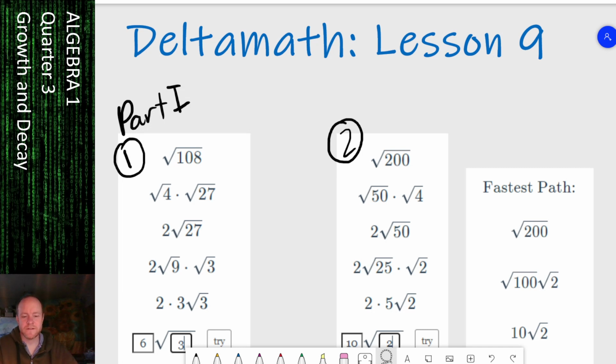All right, this is lesson 9 of the third quarter in Delta Math. 2 parts, 5 problems for each. So part 1 is review. We're taking a radical. These are all square roots. And we are simplifying it by extracting perfect squares.